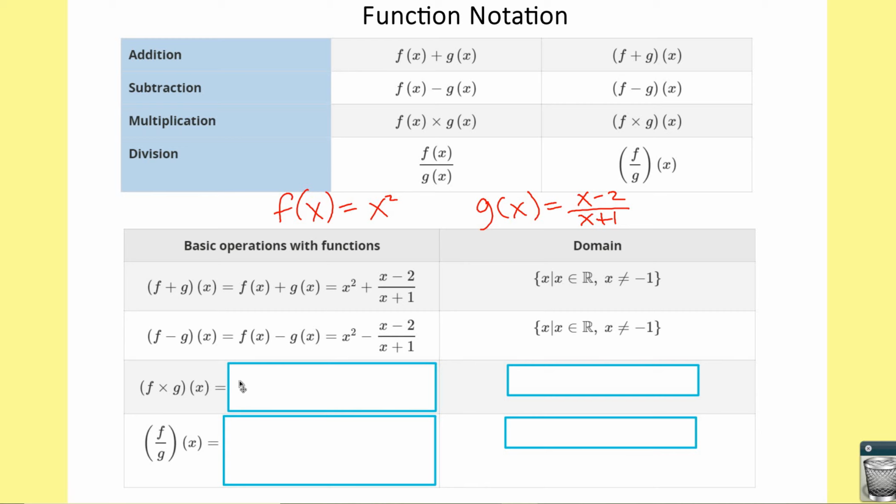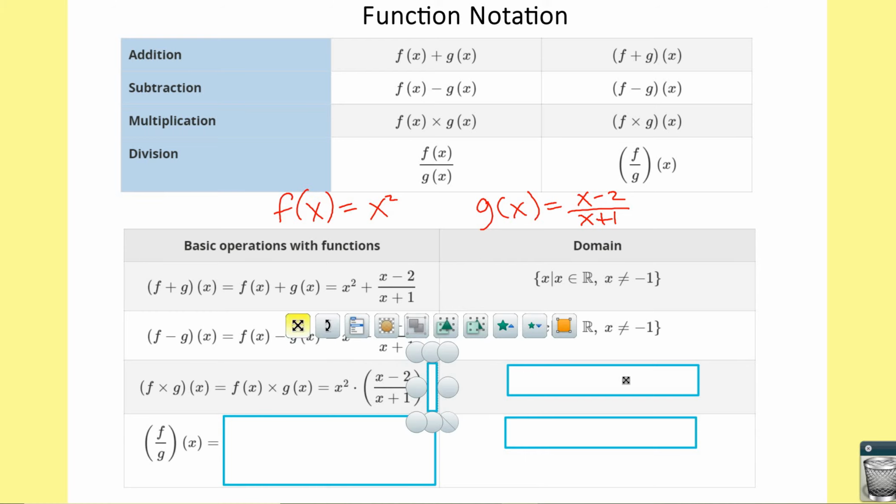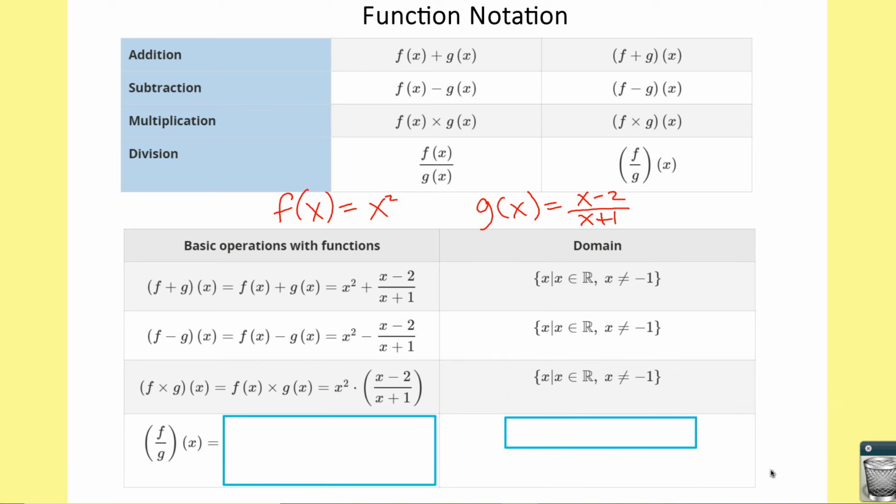So now what happens when we multiply the equations? Alright, so now we do this. Well, here the only restriction we're going to have is in our denominator. Nothing else changed. Same thing.